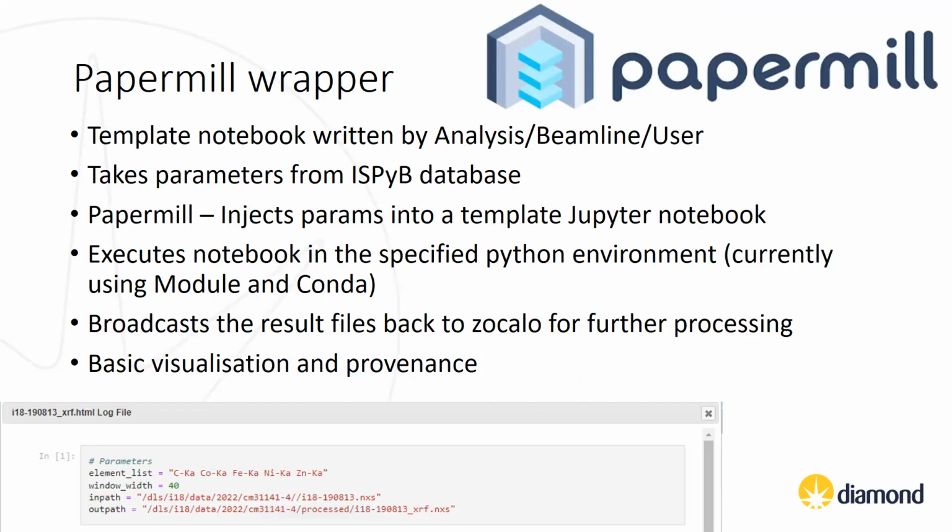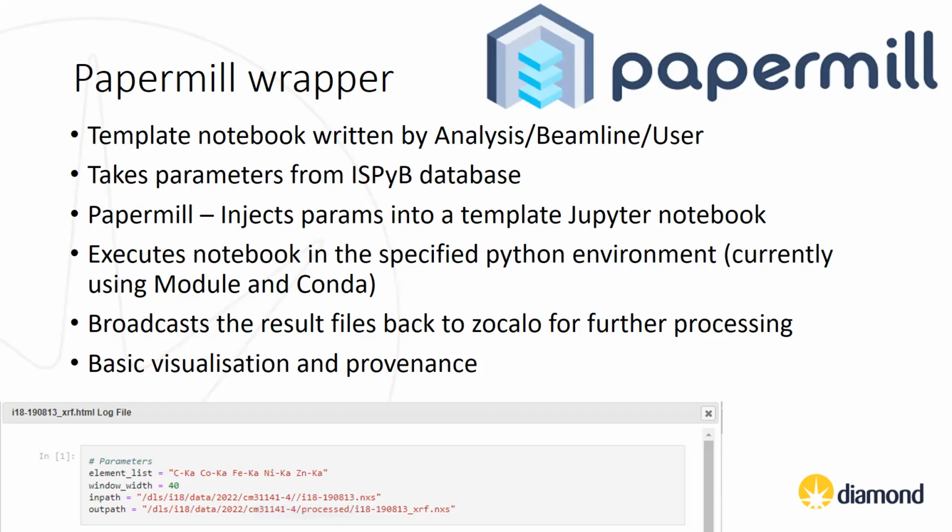So my favorite wrapper at the moment, which is the one that the example of my team was talked about, is the wrapper that uses Papermill. Papermill will inject parameters into a Jupyter notebook to allow you to rerun it. So the beamline, us, or users can write template notebooks, and Zocalo will take parameters from the ISPyB database and inject those parameters into the notebook using Papermill, leaving us with a Jupyter notebook that is ready to be executed.